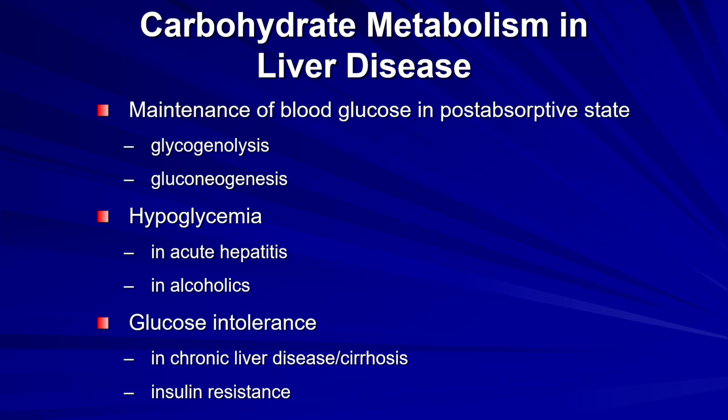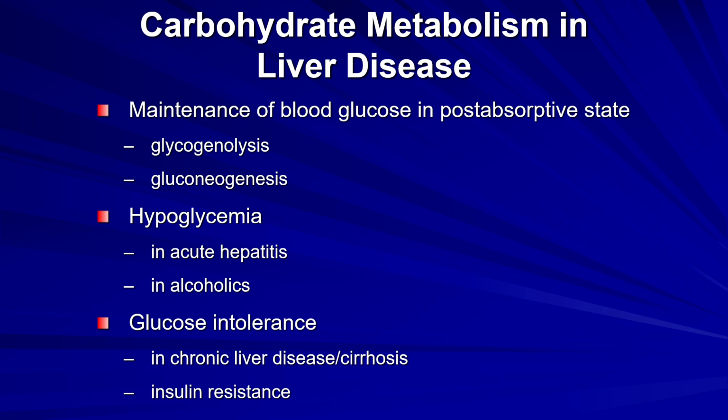We discussed before the derangements of lipid metabolism in patients with fatty liver disease. Now we will discuss what happens to carbohydrate metabolism. We mentioned that the liver is the organ that maintains your blood glucose in the post-absorptive state via glycogenolysis and gluconeogenesis. This is a very important process that avails glucose to your brain, your most vital organ, when you are fasting.